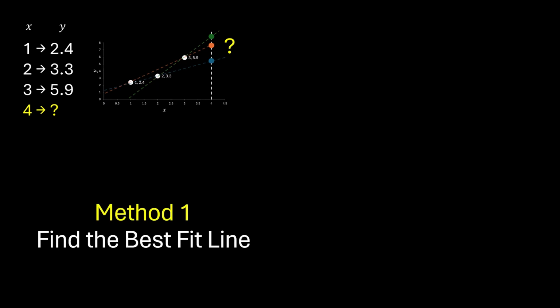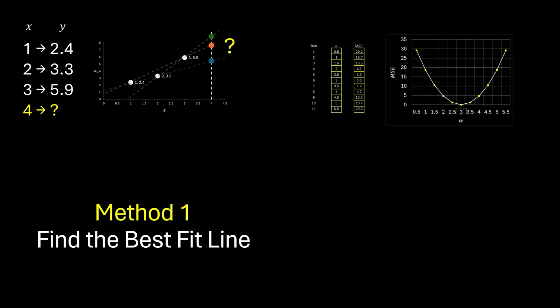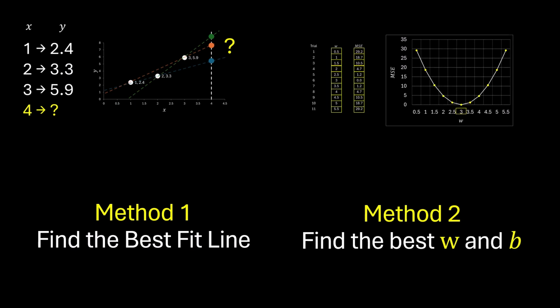Conclusion. Today we tried to mimic how our brain predicts future values based on patterns, which is essentially what machine learning tries to do. We found that method number 1, find the best fit line, works for simple perfect examples, but it's not practical for real-life complex data. However, method number 2, find the best W and B, based on minimizing the error function, is a general method that works even for complicated values. And this is called the least squares estimation.